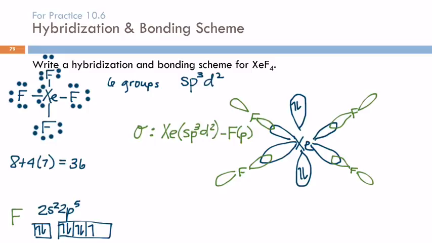And then on the xenon, why is it sp3d2? Because we look at the Lewis structure, and VSEPR theory predicts that it's going to have an octahedral shape. We see that there are 6 electron groups on the central atom. So to get 6 things, we have to hybridize 6 atomic orbitals.